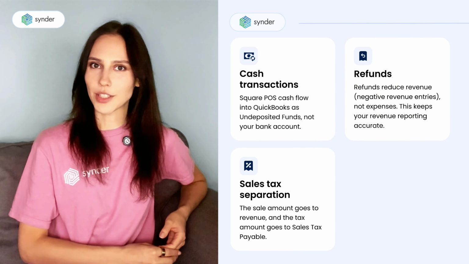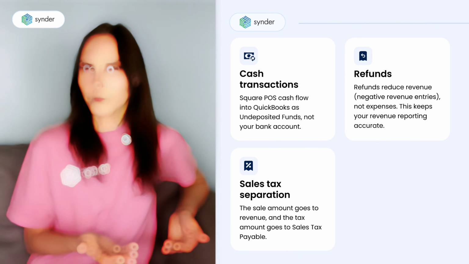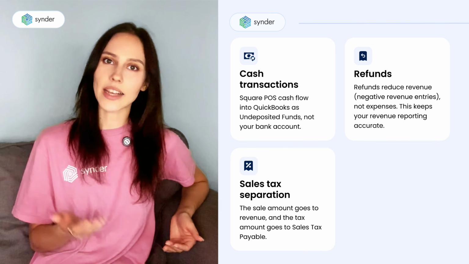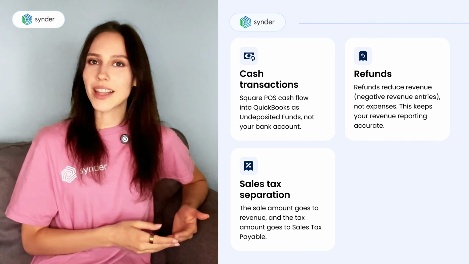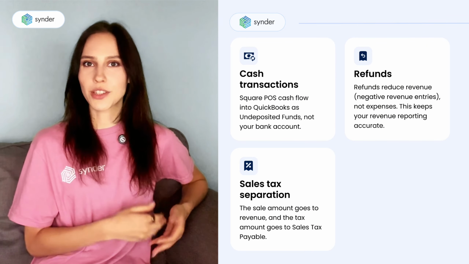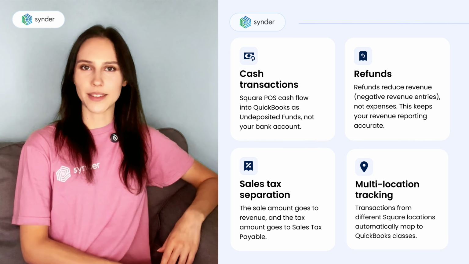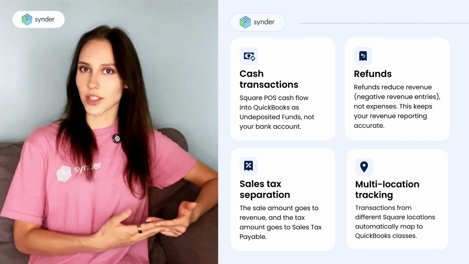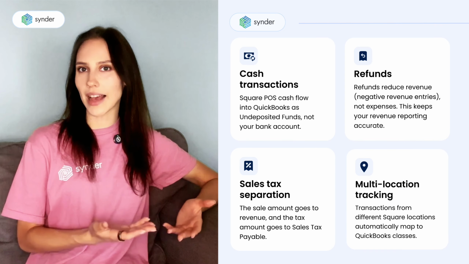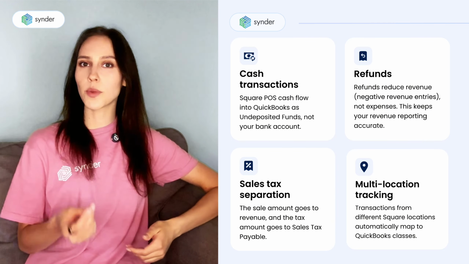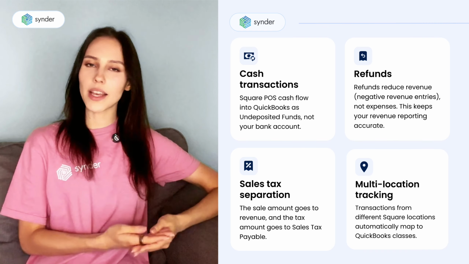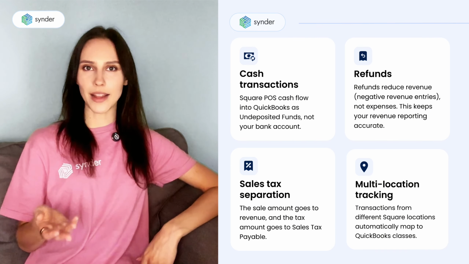Sales tax separation. The sale amount goes to revenue and the tax amount goes to sales tax payable. Separate the two. If you're collecting in multiple states, track by jurisdiction. Multi-location tracking. Transactions from different Square locations automatically map to QuickBooks classes. Downtown store sales post with the downtown store class. Run P&L by class to see performance by location.